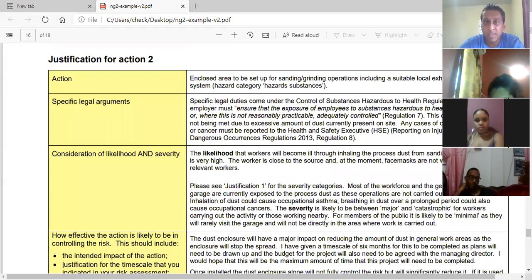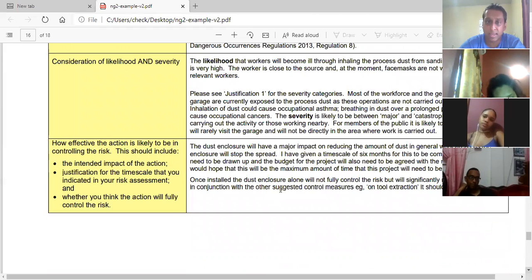Enclose area to be set up for sanding, grinding operation, including a local exhaust ventilation system, which is like an extractor fan. We talk about the intended impact of the action, so it's going to reduce dust. The justification for the time scale, they're going to give that as well, right? I have given a time scale of 6 months for this to be completed. And then whether you think the action would fully control the risk. Once installed, the dust enclosure alone would not fully control the risk, but will significantly reduce it, right?